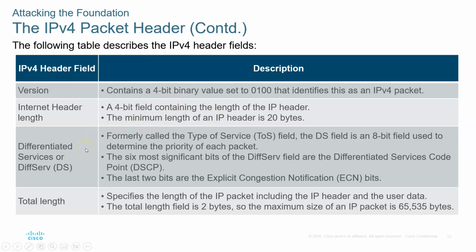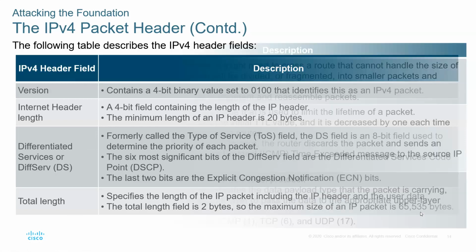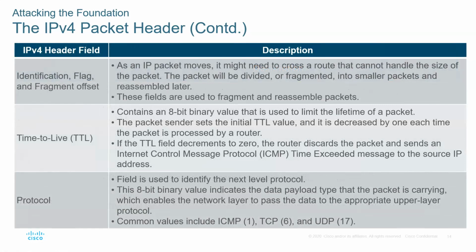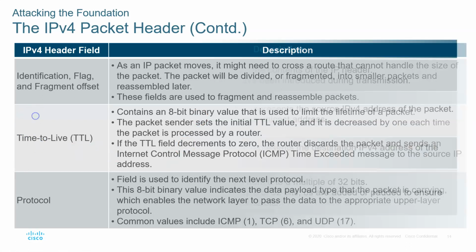The label that says DS, this is mainly for quality of service. Depending on the number in there, it will say either you have priority to move the data if there's traffic or not. The total length tells you the total length of the data that's inside. The maximum is 65,535 bytes. Okay. The flags identify if the data, the fragment offset or flag, this is to identify if the data has been broken down into pieces.